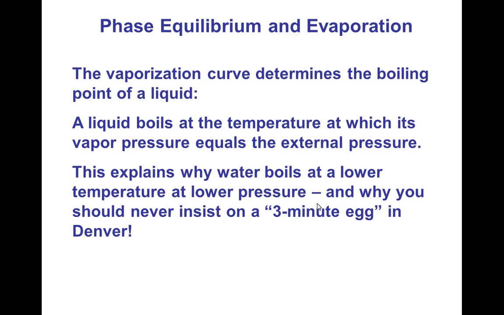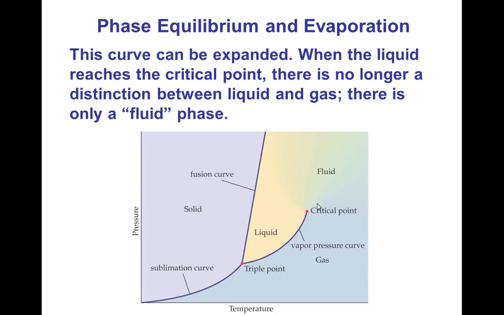Alright, so phase equilibrium and evaporation, the vaporization curve determines the boiling point of a liquid. So different factors can change where the boiling point is, and we can figure that out with a vaporization curve. And that will explain why water boils at a lower temperature at lower pressure, and why you should never insist on a 3-minute egg in Denver, Colorado.